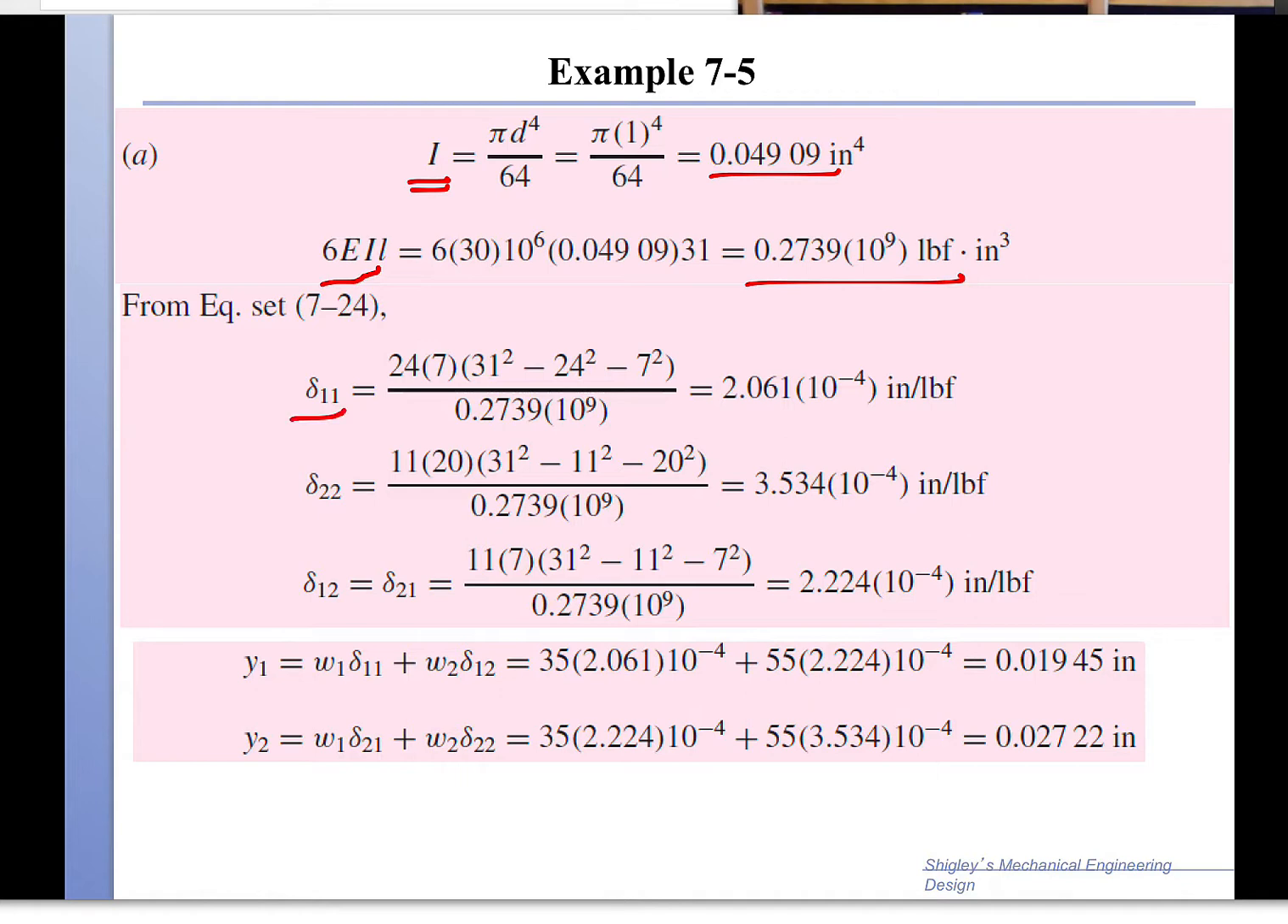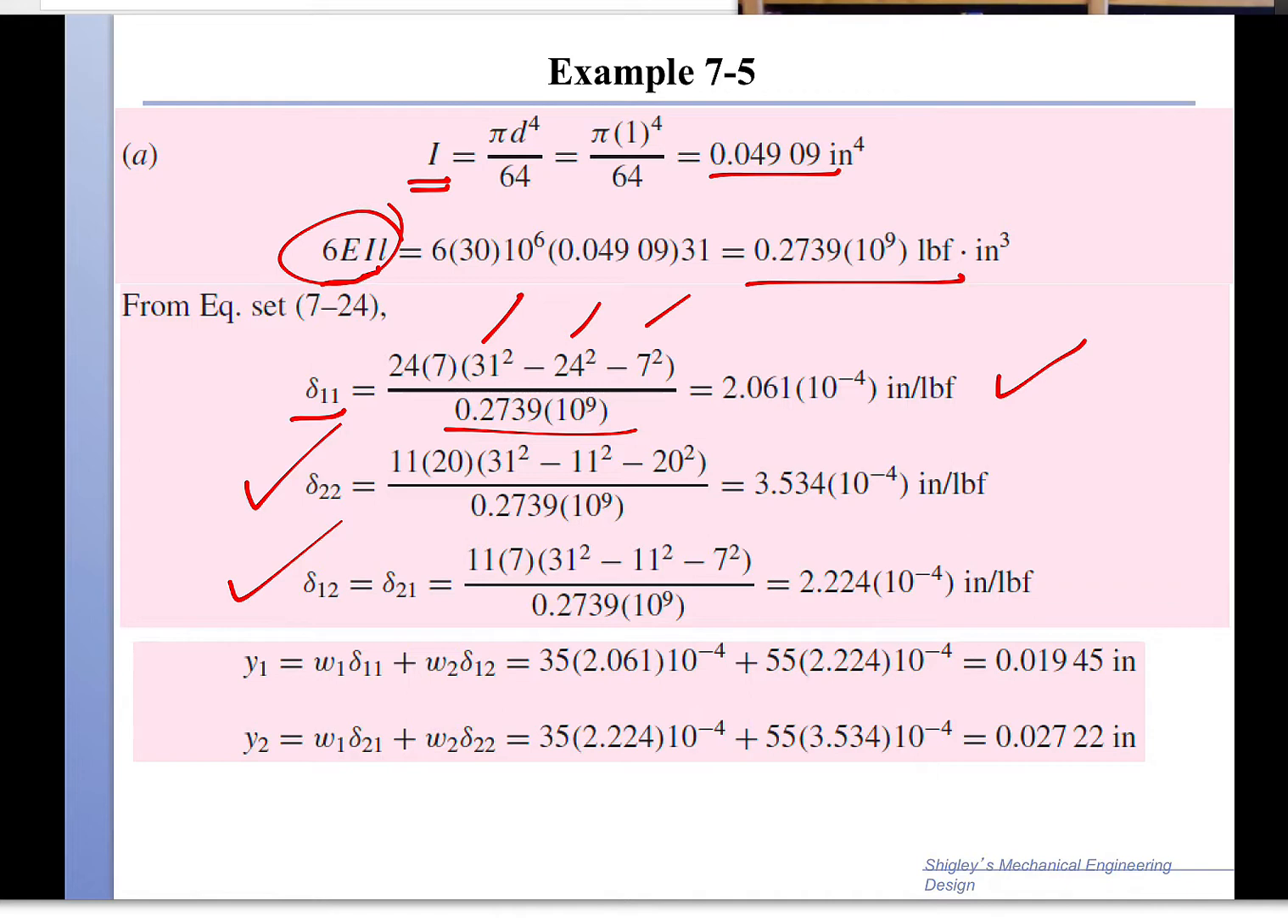So we have to substitute into the equation to get the influence coefficients. As you can see here, delta 1,1, then this is the L, and this is the B and the X squared, and this is your 6EIL right here. You find that the influence coefficient delta 1,1 is 2.06 times 10 to the minus 4 inch per pound force. It means that if you put 1 pound force at point 1, because we have 3 points along the shaft, then you get a deflection of 2.06 times 10 to the minus 4 inches. We do the same for delta 2,2 and delta 1,2 and 2,1, which are the same.